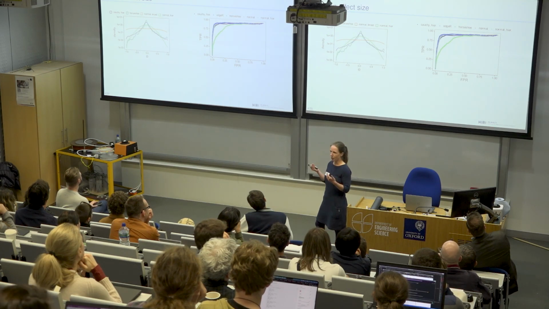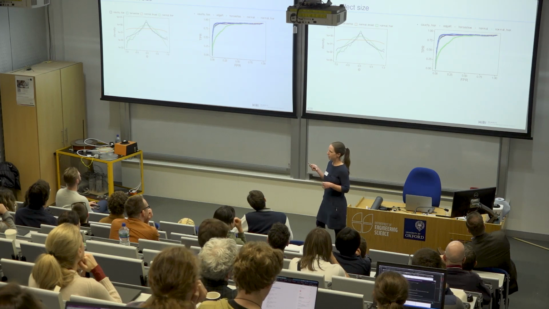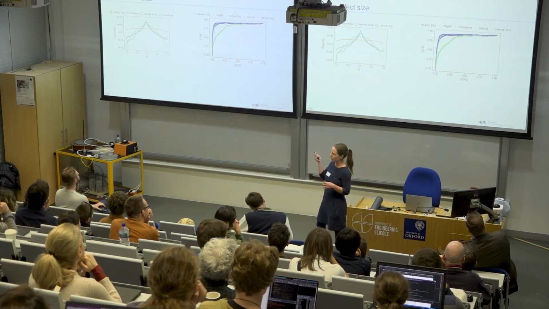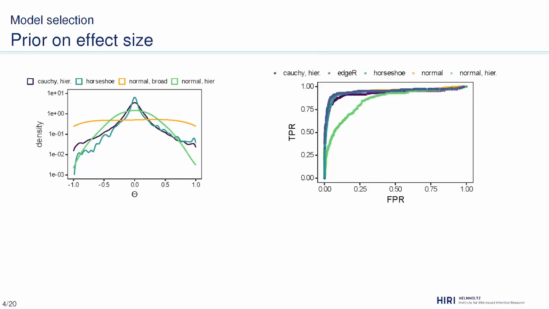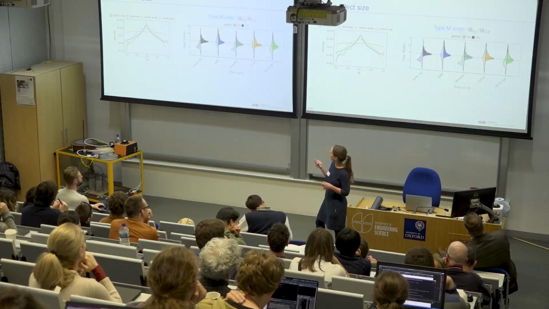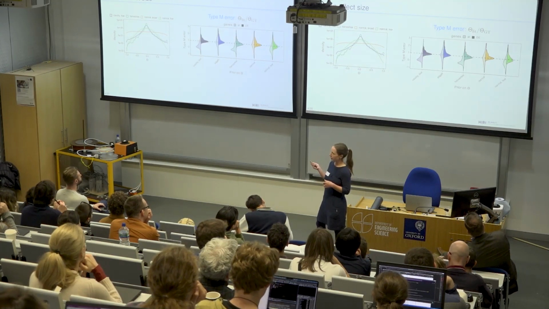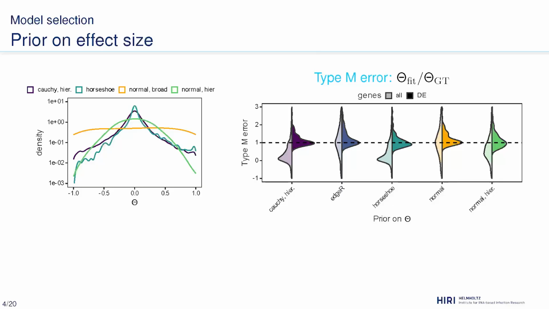So basically, all of those priors perform fairly similarly when it comes to looking at the ROC curve. So this is using data that I simulated from the posterior distribution such that I know where the effect size is supposed to be positive or negative. And when I look at the type M error, I can also see that basically for the significant ones, so that's the dark ones, it's usually around 1 where you would want it to be. But for the not significant ones, you can see quite a difference between these.